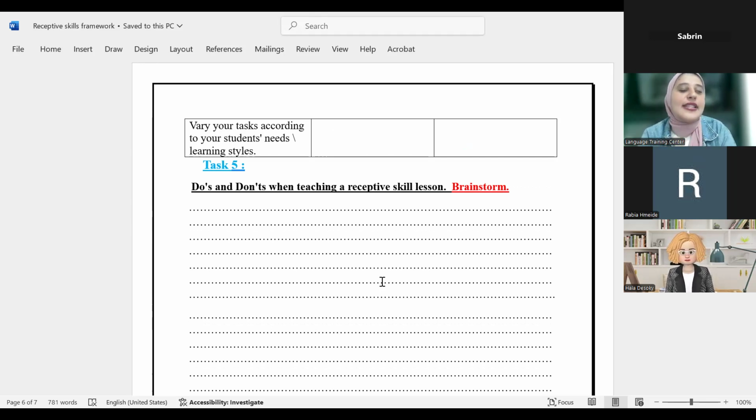So now, my friends, let's go for do and do nots when teaching a receptive skill. Now I want you to brainstorm in your mind what important things you need to do when you teach a receptive skill framework, and what things you cannot or don't need to do. You have 2 minutes to think alone first, and then I'll show you some models. Okay? Deal?